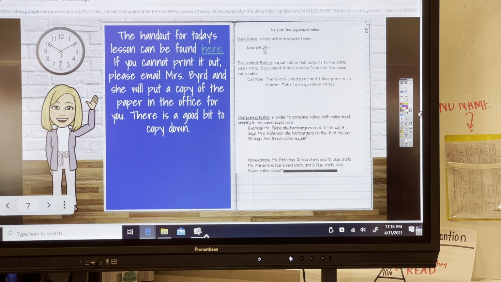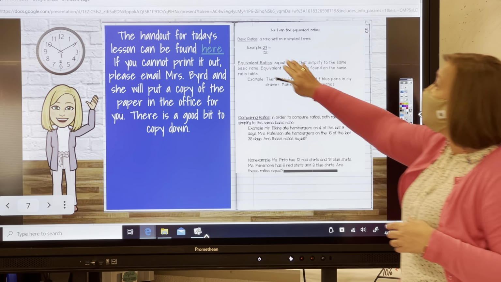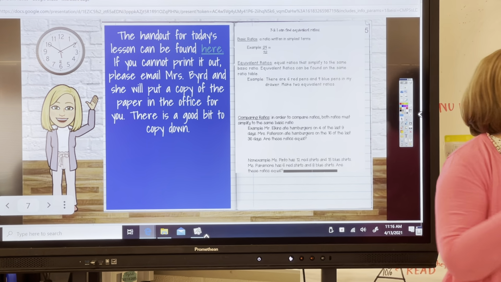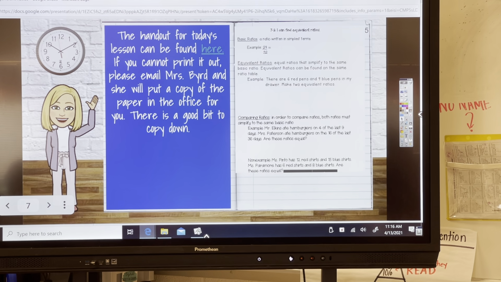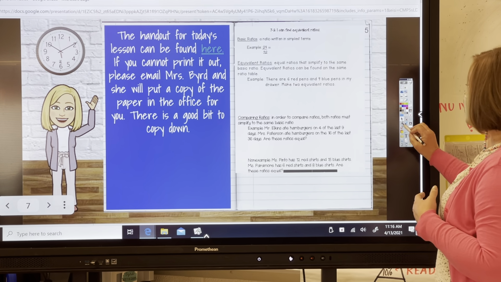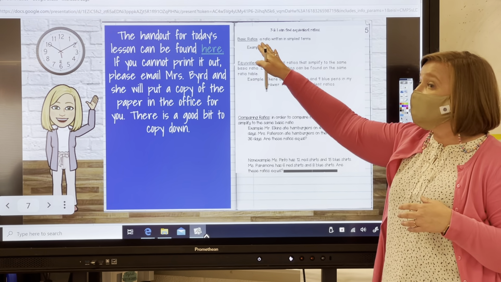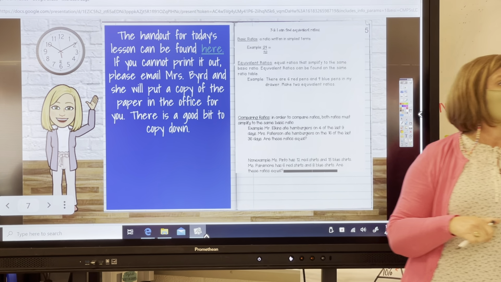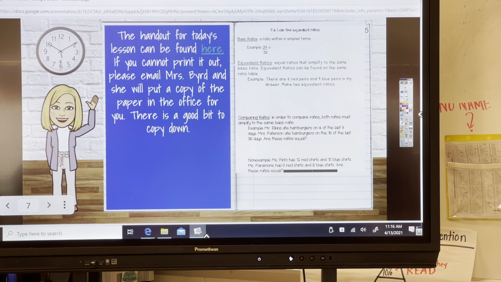A basic ratio is the simplest ratio. So anytime you're given a ratio and it asks for it in simplest terms, you need to write it like a fraction, okay? Because we're going to reduce it just like we did when we reduced fractions. So if I've got 24 to 32, what can I divide 24 and 32 by? Yep, I can divide both of them by 8.